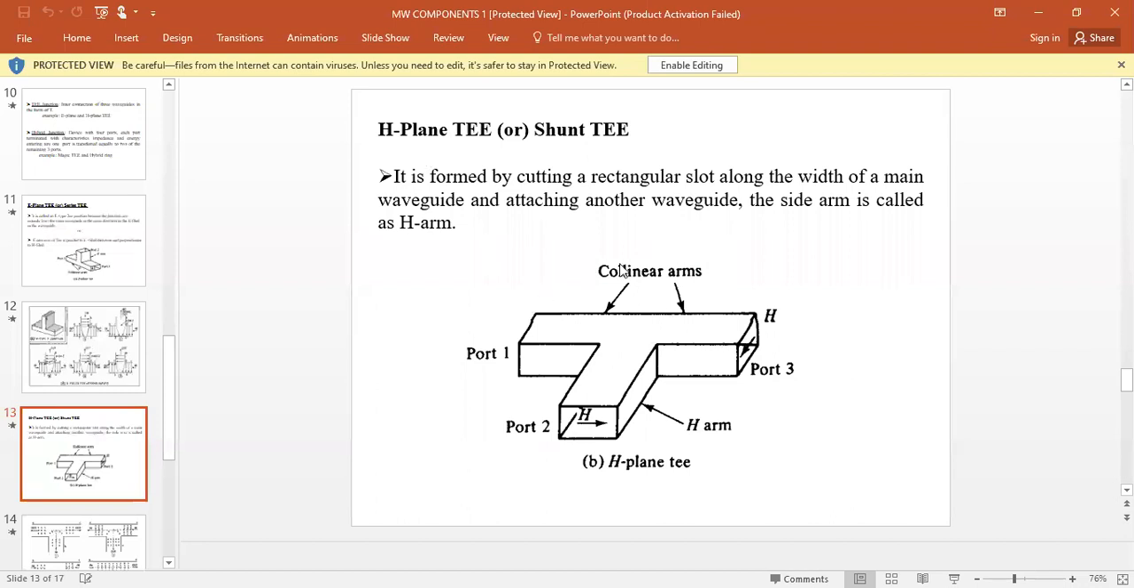So these are the collinear arms, and this is also similar. This is also similar, but what is the difference? The alignment is different. This is also a T plane.